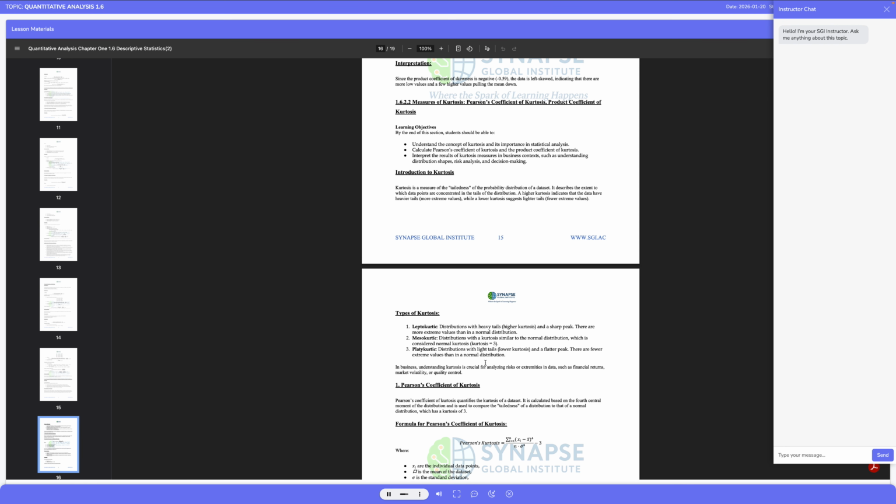In business and financial analysis, kurtosis is important because it helps us understand the likelihood of extreme values, which are often associated with risk, volatility, and unusual outcomes.